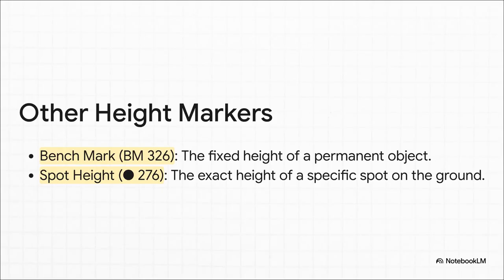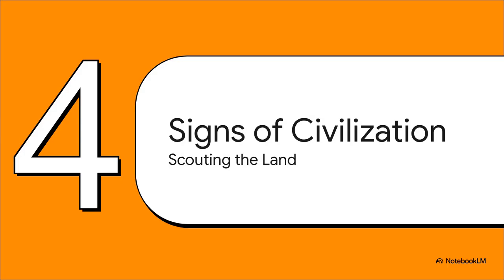Besides the contours, you'll also spot a couple of other height markers. You might see BM with a number. That's a benchmark, and it's the precise elevation of a permanent object. Or you might just see a little dot with a number. That's a spot height, telling you the exact height of that one specific point. So, now we can actually see the shape of the land in 3D.